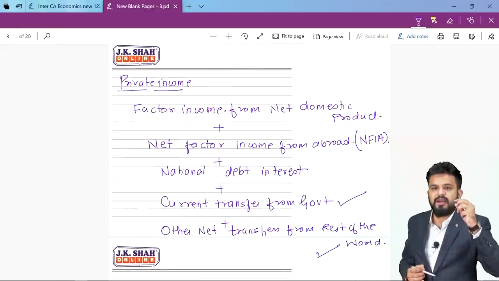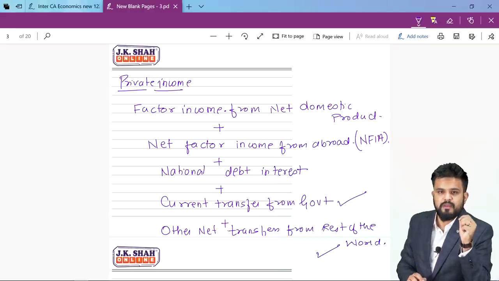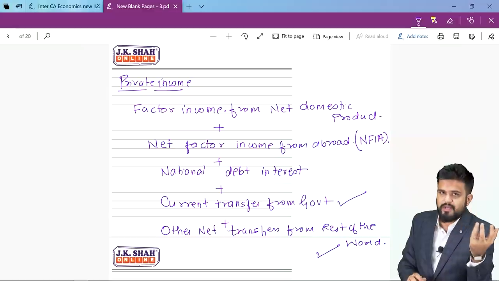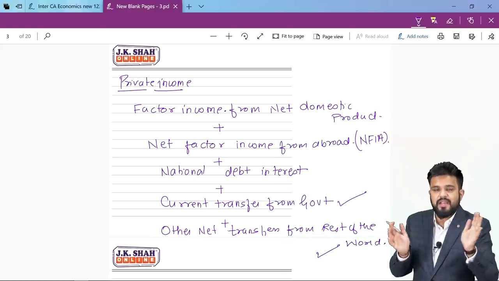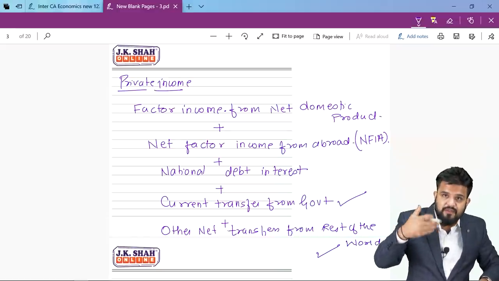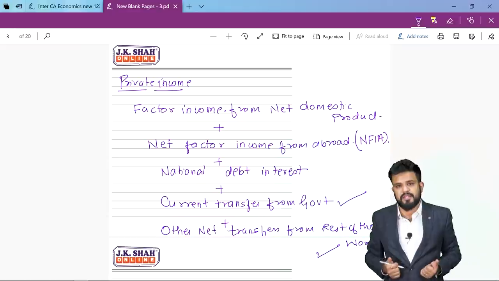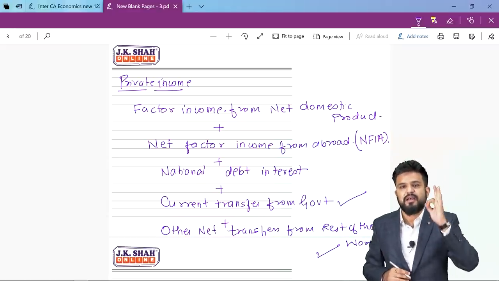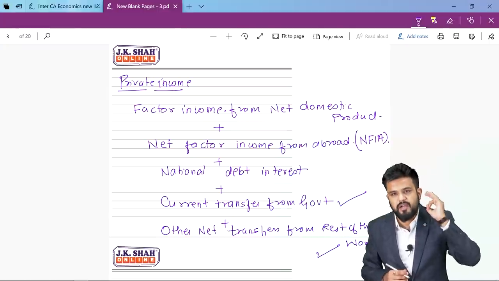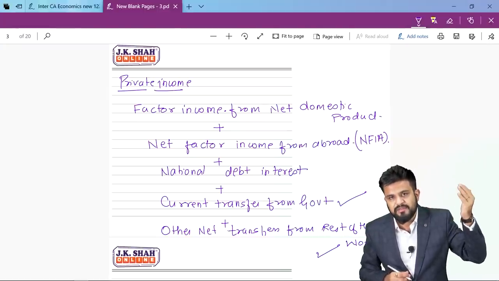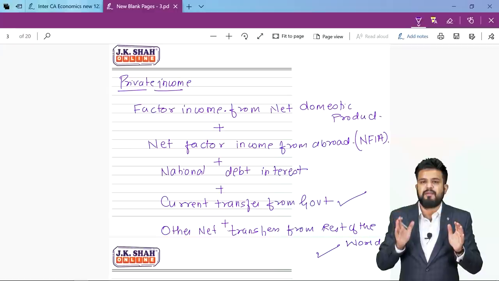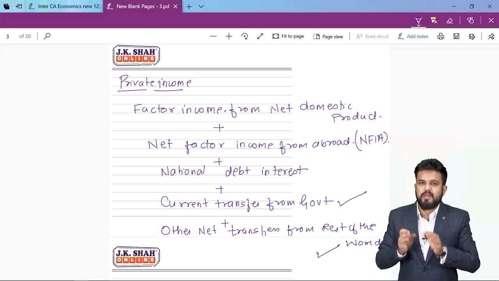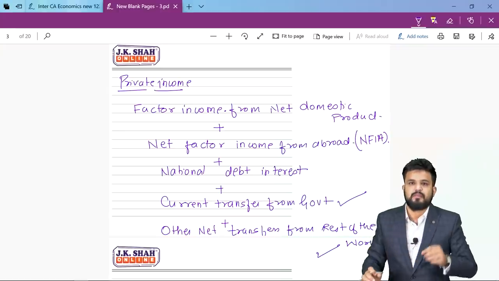this total becomes your private income formula. So it goes: factor income from net domestic product, that is within the country, plus NFIA, income earned from abroad, plus government transfers within the country, plus national debt interest. We have invested money in government bonds, the government is giving us interest, and last, net transfers from the rest of the world. Money, subsidy, incentives, grants, aid coming from abroad in my business. So please remember, private income includes both earned as well as unearned, both factor income as well as transfers.